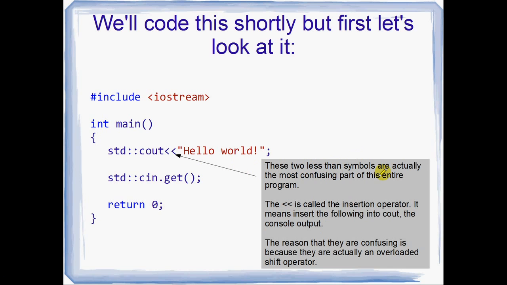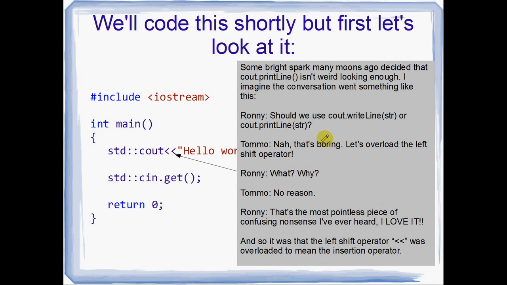Okay, so these two less than symbols are actually the most confusing part of this entire program. The two less than symbols just here, there's no space in between. These are called the insertion operator, and they insert whatever is to the right of them to whatever is to the left. So cout just here is to the left, and hello world is to the right, so this is going to insert the string hello world into the stream console output. And the reason that I think they're confusing is that they're actually an overloaded operator.